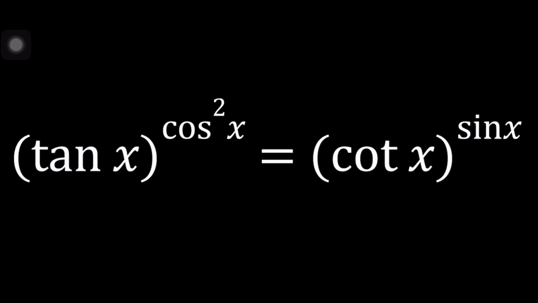Hello everyone. In this video, we're going to be solving an exponential trigonometric, or maybe an exponentially trigonometric, or trigonometrically exponential equation. We have tangent x to the power cosine squared of x, and that is equal to cotangent of x to the power sine of x. And we're going to be solving for x values. I'm also going to show you a graph and results from Wolfram Alpha, which I think is pretty interesting.